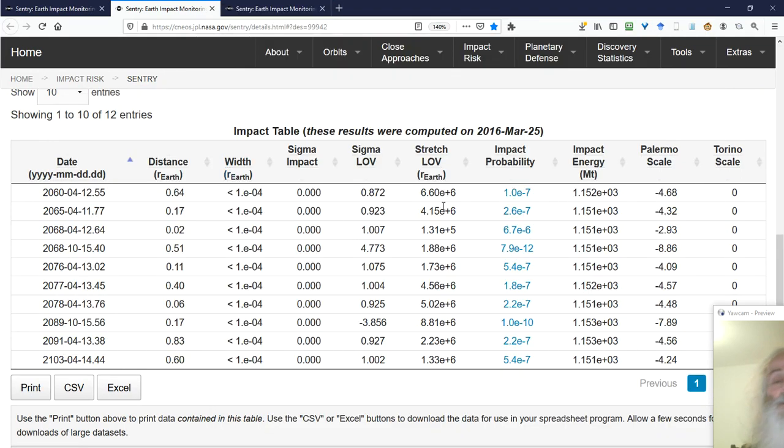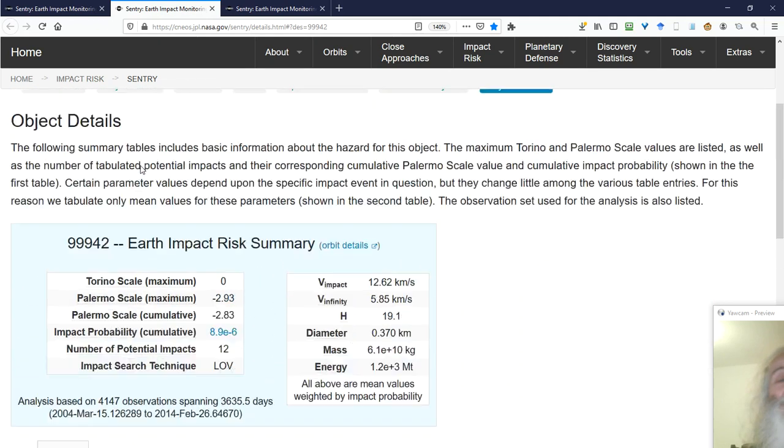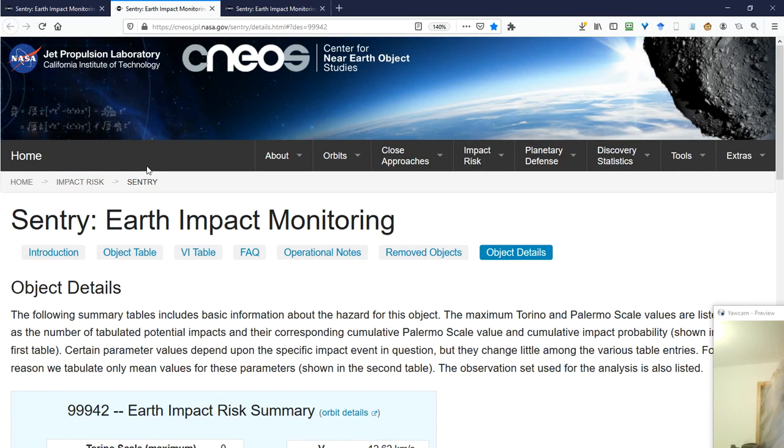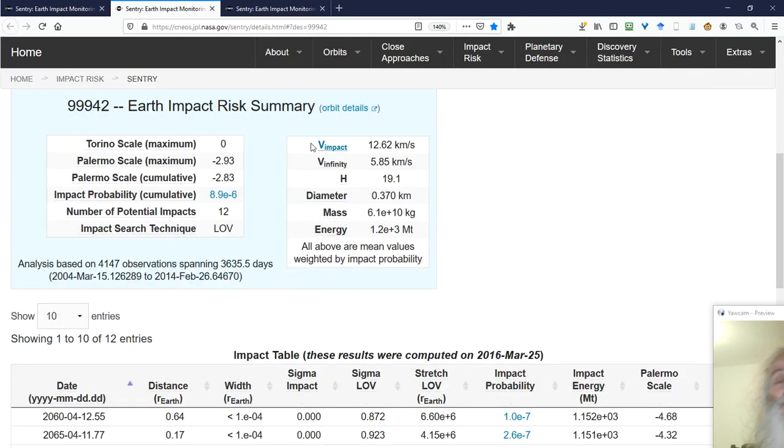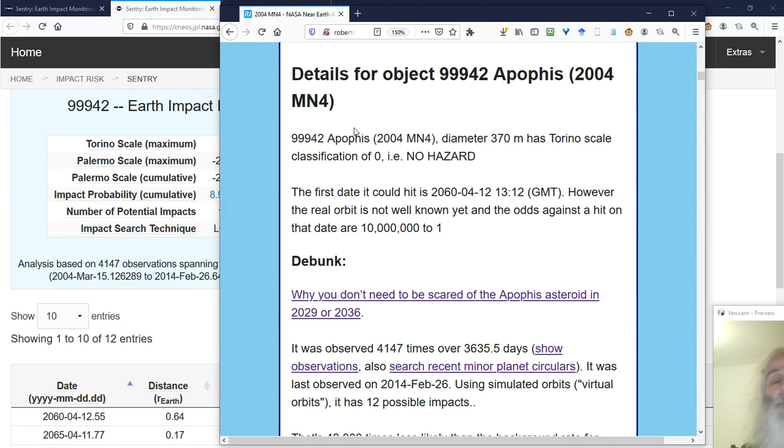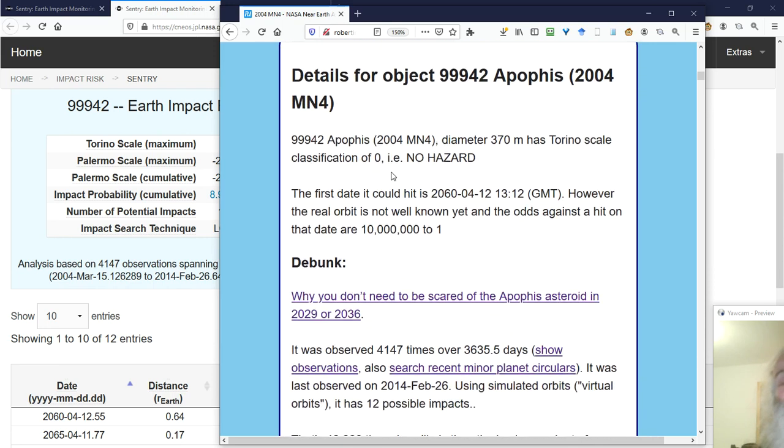Sigma LOV and stretch LOV, impact probability, distance and so on. All that is the sort of stuff that an asteroid expert or a mathematician would want to see, and all these nice numbers. But for most people, this is easier to read. Although for them, this would be much harder to read, because it's got all these unnecessary words. An asteroid expert doesn't need all these words, because these numbers are perfectly clear without them. So that's hopefully how my table works.